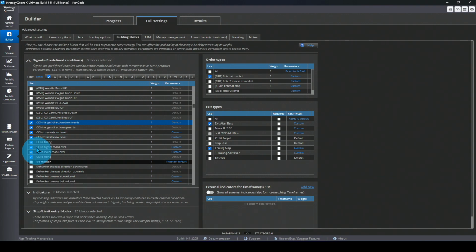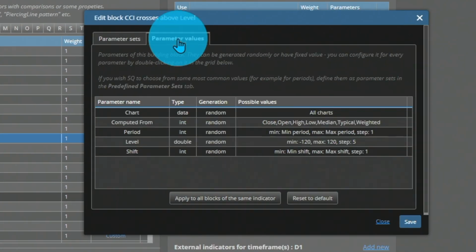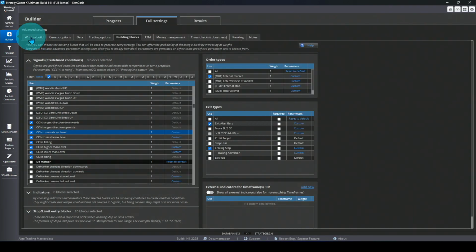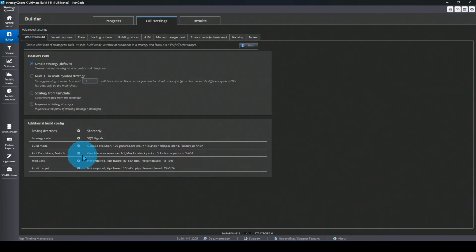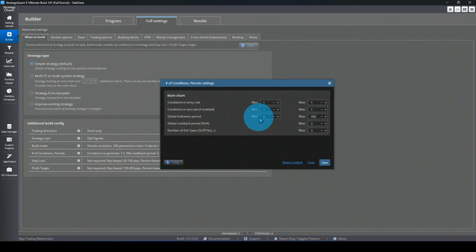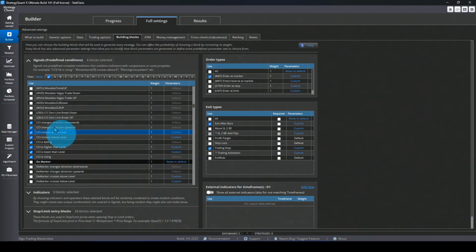Of course, these will all be randomized, so if we click on any of them, for example, let's say this one, CCI crosses above a level. If we click on custom, go to parameters values, you can see that this will be randomized between the minimum and maximum period. And this minimum and maximum period is what we picked here. So this is the minimum, which is 5, the maximum, which is 400. So all these will be randomized, so I'm covering a lot.